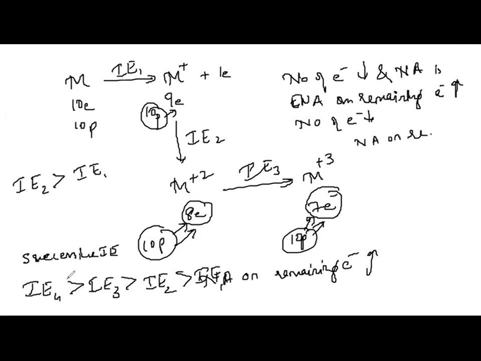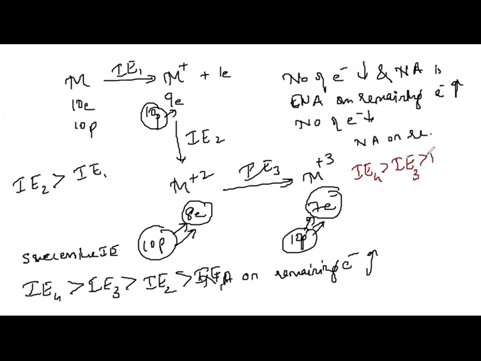There will be an increase in the successive ionization energies. That is, the energy required to remove the fourth electron will be more than the energy required to remove the third electron, which will be more than the energy required to remove the second electron, which will be much more than the energy required to remove the first electron. And these energies vary. How much more depends on the element. But in general, this is always followed. The successive ionization energies are always more.